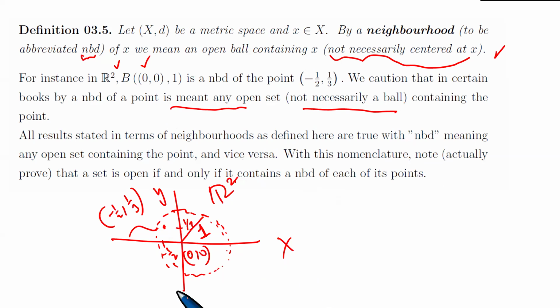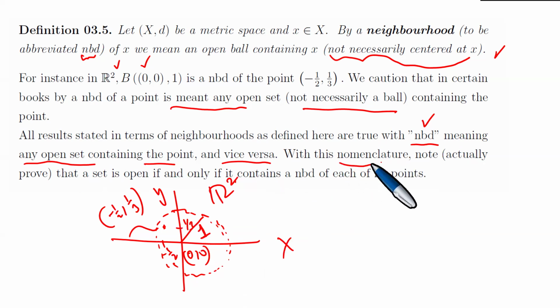So obviously here the neighborhood that is given is a ball. And the lecturer for this course is saying it need not be a ball, it can be an awkward set. All results stated in terms of neighborhoods are true, with neighborhood meaning any open set. By neighborhood, we mean any open set containing the point, and vice versa. So any open set containing the point is called the neighborhood of that particular point, and vice versa.